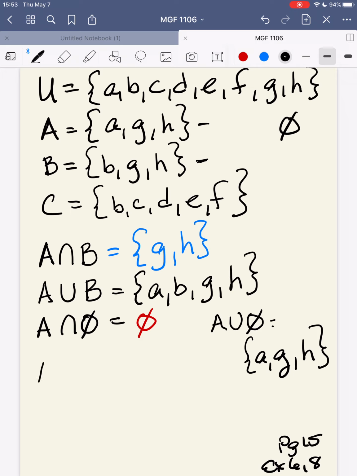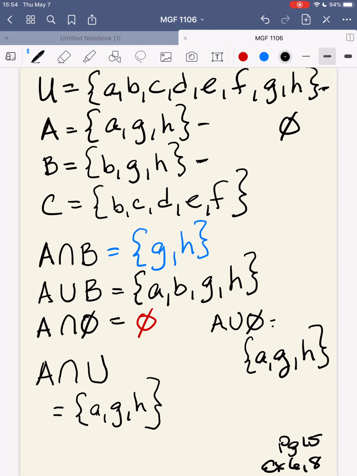If I want A intersect the universe, what do you think that's going to be? The universe is everything. All of this stuff. A is only a part, but everything in A is part of the universe, so this is going to be your elements of A. Okay.